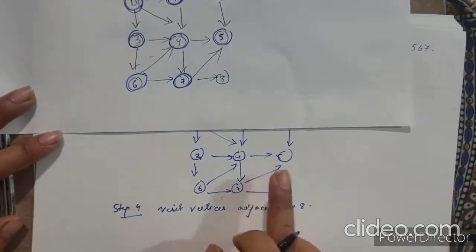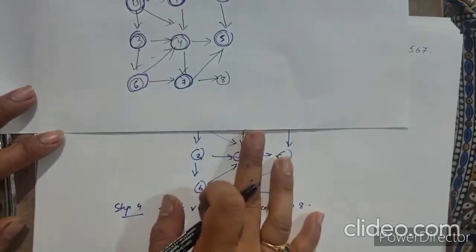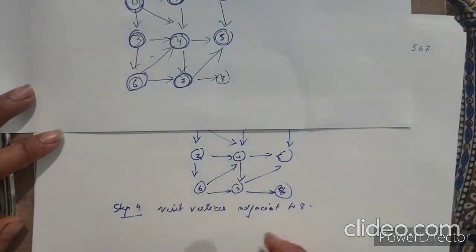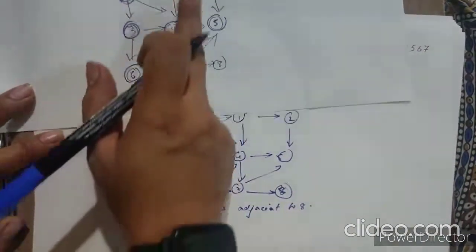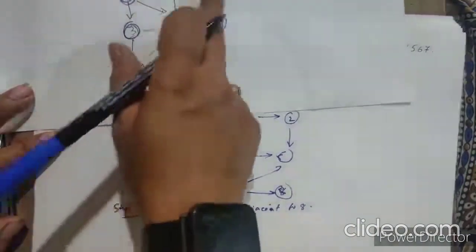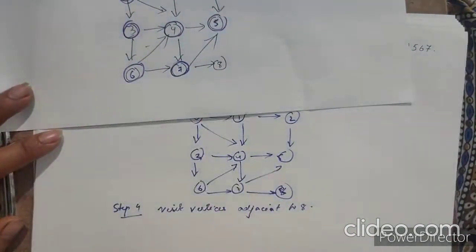Suppose when we take vertex 1 as the starting vertex, then applying the above technique, we will get the traversal as 1, 2, 4, 5, 7, 8. This is known as breadth-first search, BFS.